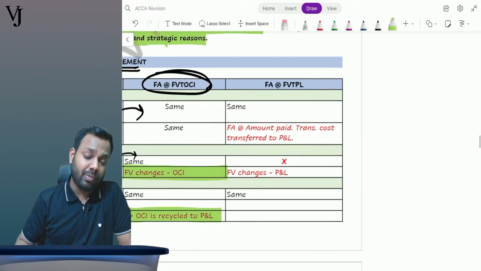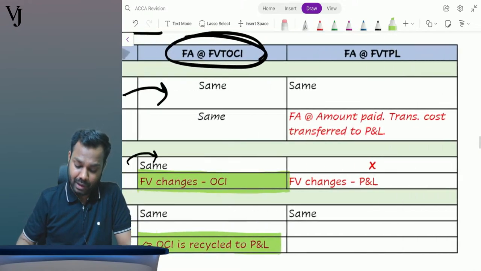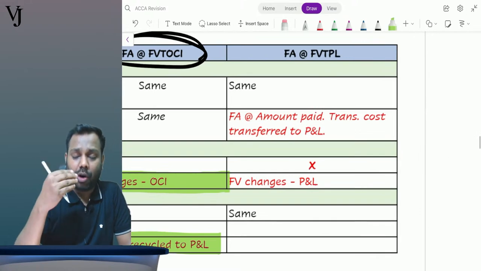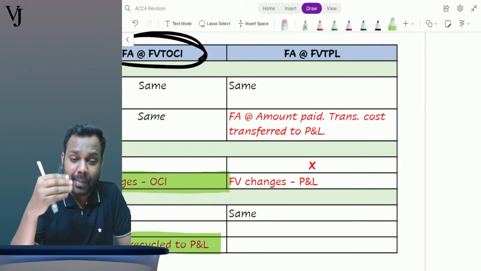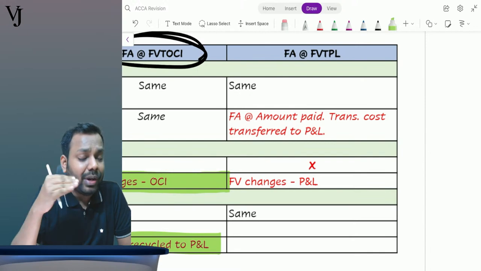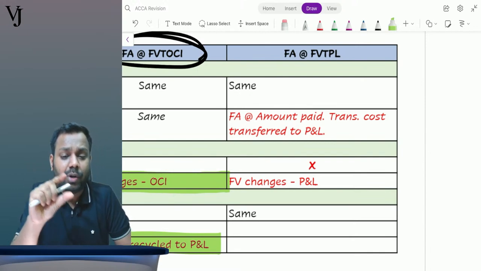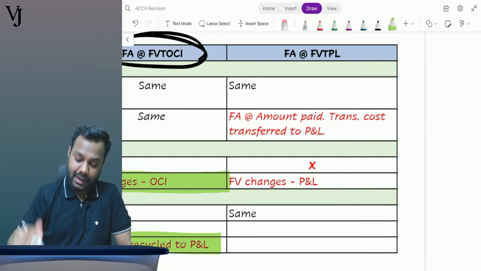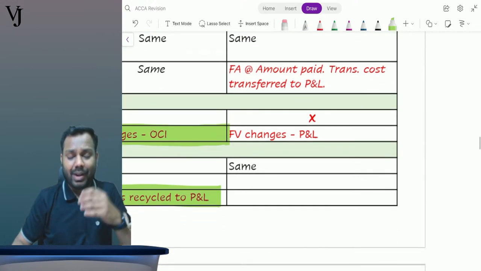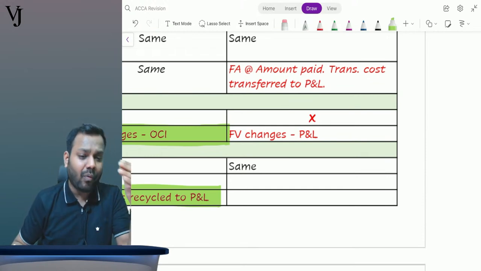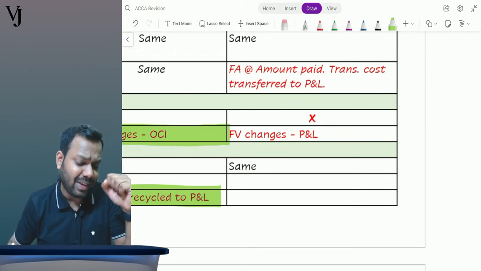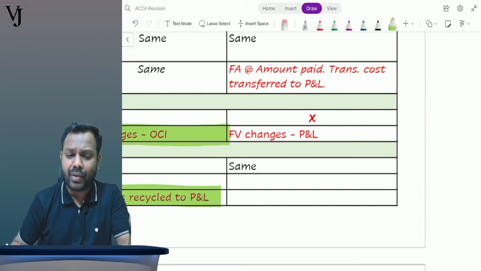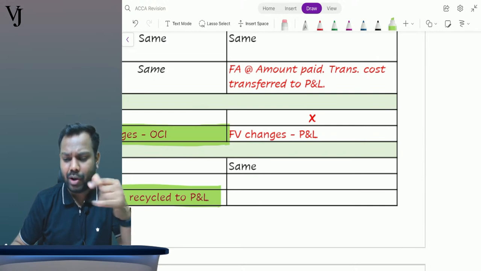But if you measure the instrument at FVT P&L, then you will record the financial asset initially at the amount paid, the purchase price, and if you incur any transaction cost, that will be transferred to P&L upfront. Whatever coupon cash flows I receive will be my finance income. Whatever the fair value changes are, I will record in the P&L.